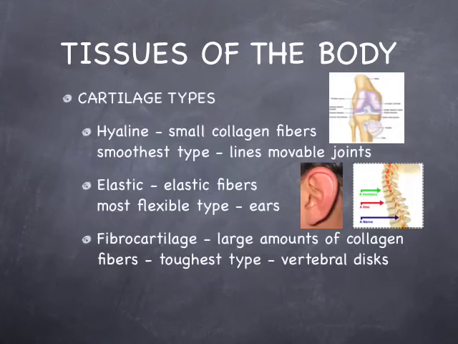The second type of cartilage is elastic cartilage. Guess what fibers are in elastic cartilage? Come on, you can do it. Elastic fibers, yeah, exactly. No collagen in this one, just elastic fibers. So what do you think this cartilage is like? Very flexible, like your ears, right? The cartilage in your ears.